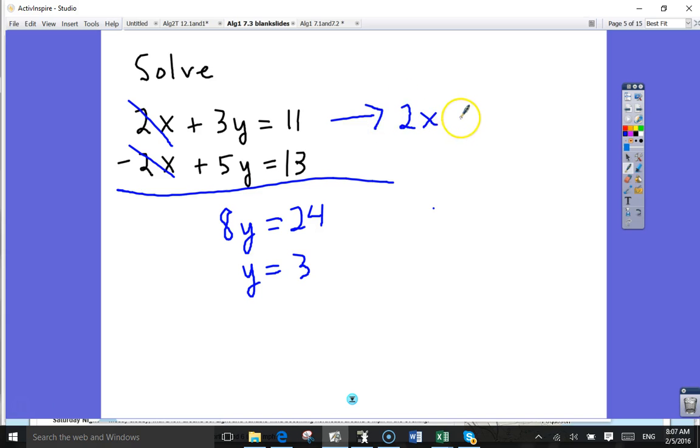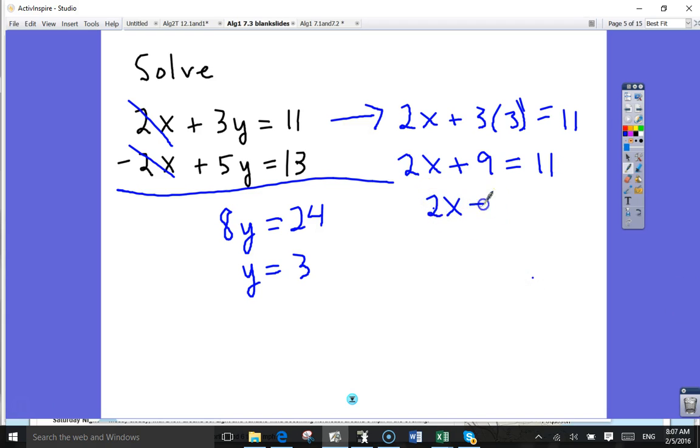2x plus 3 times 3 equals 11. So 2x plus 9 equals 11. So now we have an equation, one variable, solve. 2x equals 2, x equals 1. So what is the solution? 1, 3. Right? x, y.